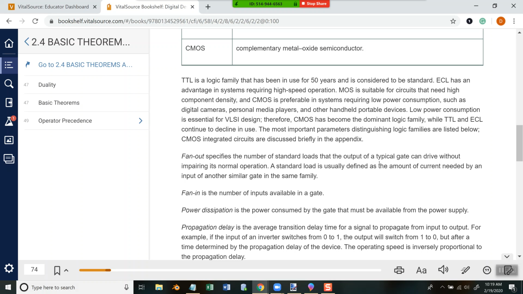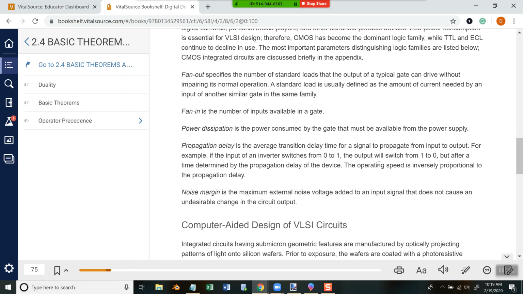Some more definitions. Fan-out specifies the number of standard loads that the output of a typical gate can drive without impairing its normal operation. Fan-in is the number of inputs available in a gate. Power dissipation is the power consumed by the gate, which must be available from the power supply. Propagation delay is the average transition delay time for a signal to propagate from input to output. And noise margin is the maximum external noise voltage added to an input signal that does not cause an undesirable change in the circuit output.